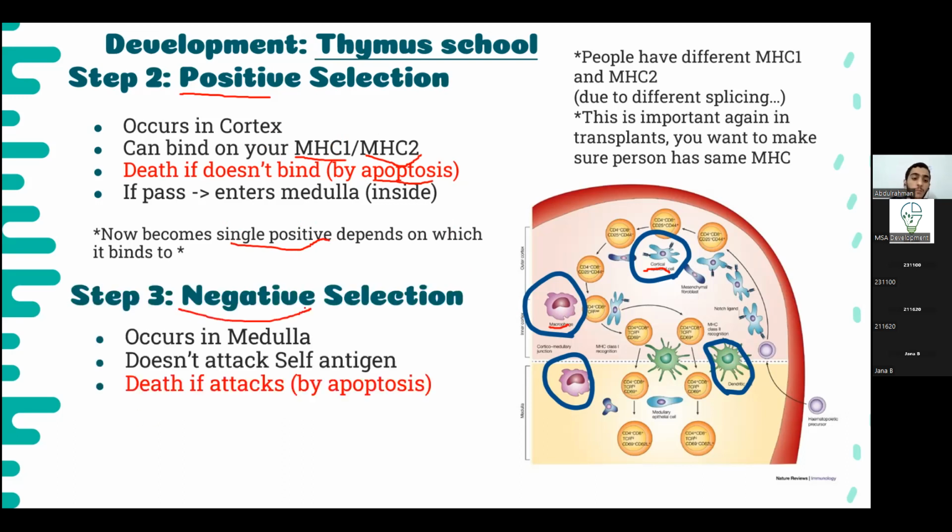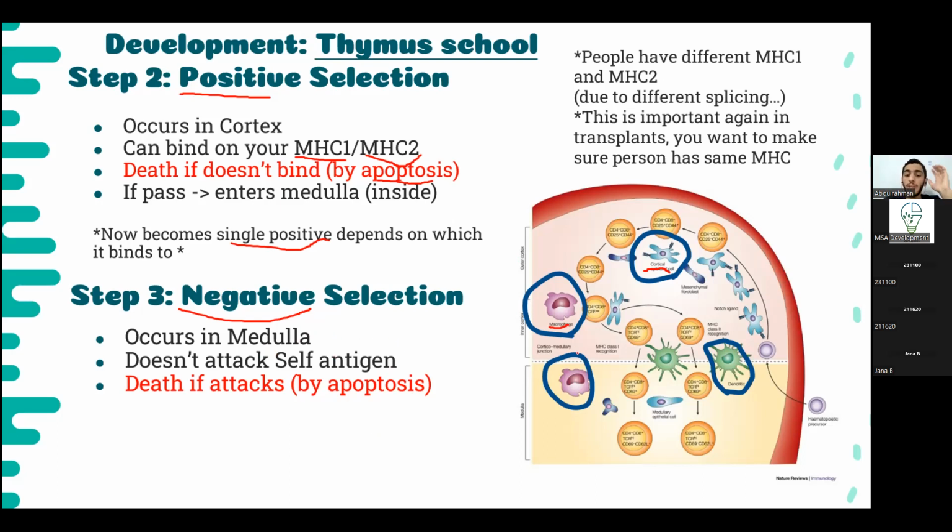Negative selection means there is negative binding. We don't want it to bind here. It occurs in the medulla. So after it graduates from the cortex, it can go to the medulla, the deeper inner part. Here we have the negative selection process, and we don't want it to bind.